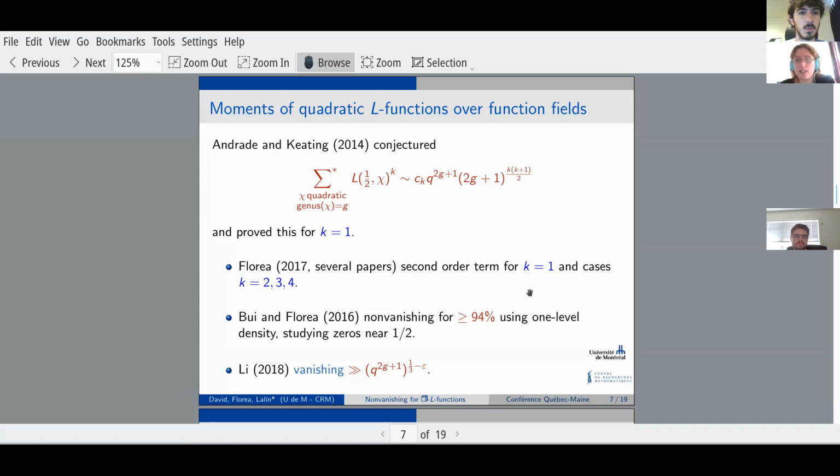And there is also a non-vanishing result, although in this case it's due to other techniques. It's due to one-level density techniques by Bui and Florea. Something surprising is that there is also a vanishing result by Wanlin Li. She proved, in different cases, at least q to the 2g plus 1 over 3 vanishing. This still doesn't contradict the kind of result we are after, because this vanishing is much smaller than the total number of characters, but it is still interesting what it says about Chowla's conjecture in this case.